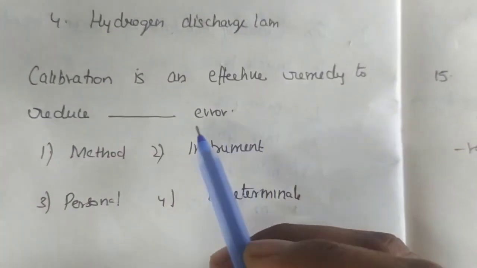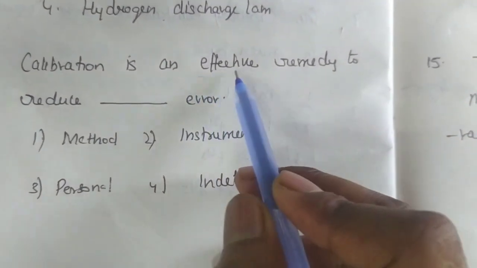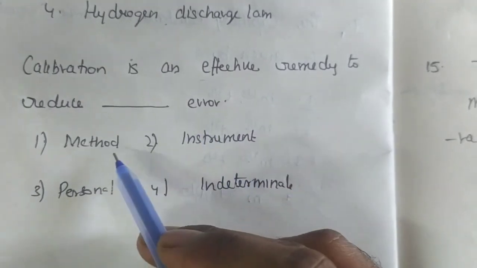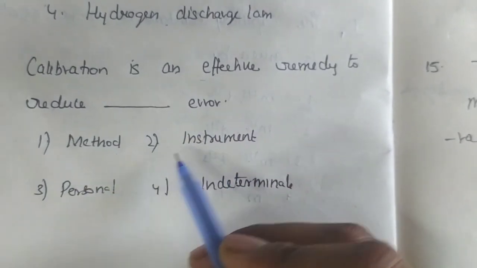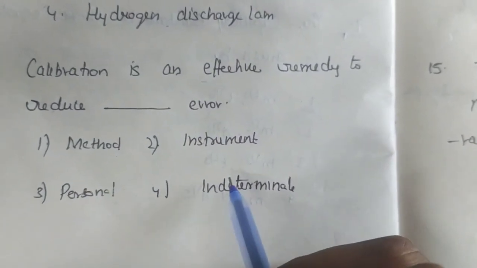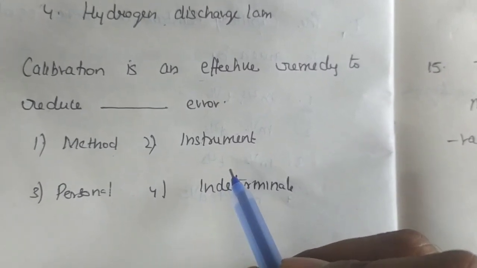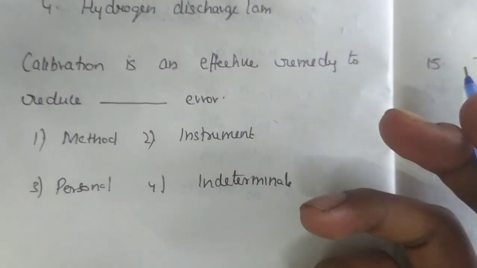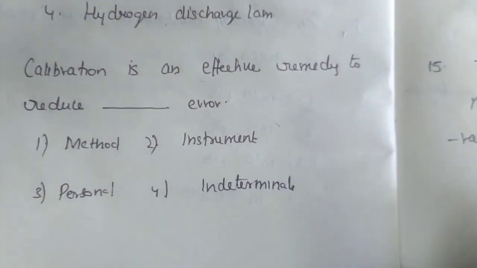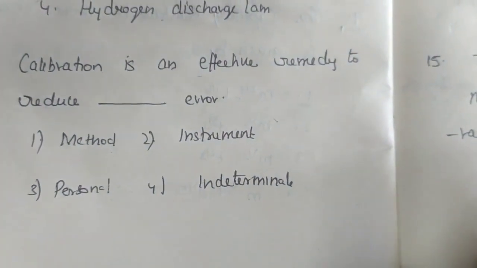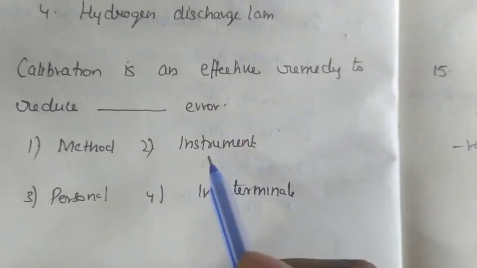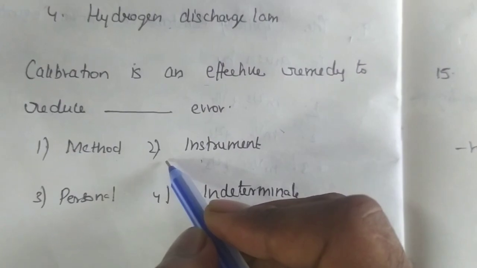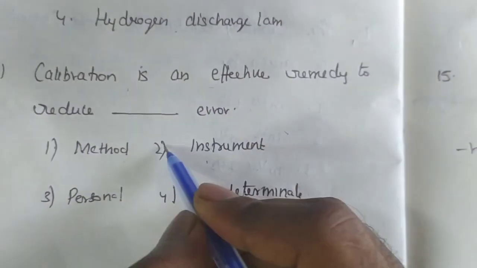Coming to next question, calibration is an effective remedy to reduce dash error. Options are method, instrument, personnel, indeterminate. Generally, this is a simple question. For example, if you want to find the pH, we must calibrate the instrument first to get a better result. So the answer is instrument. In order to reduce instrumental errors, calibration is an effective remedy.